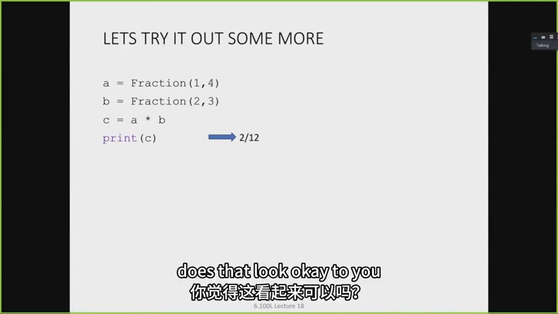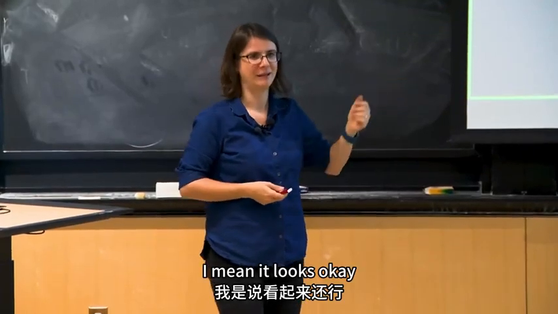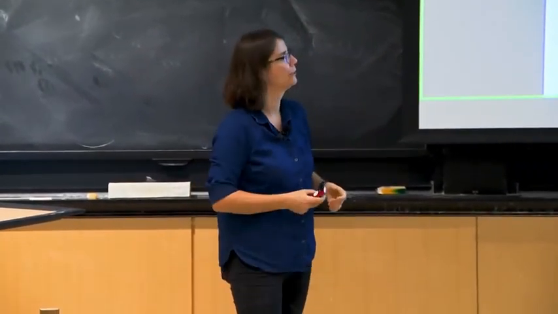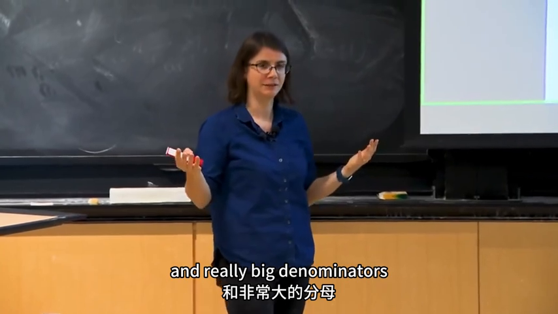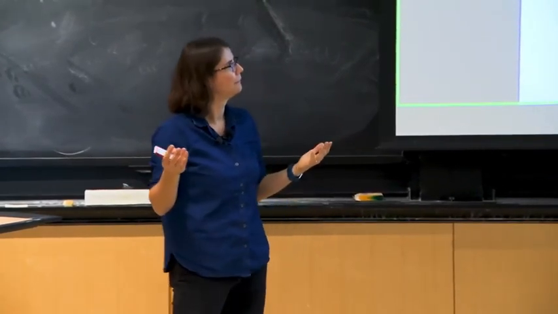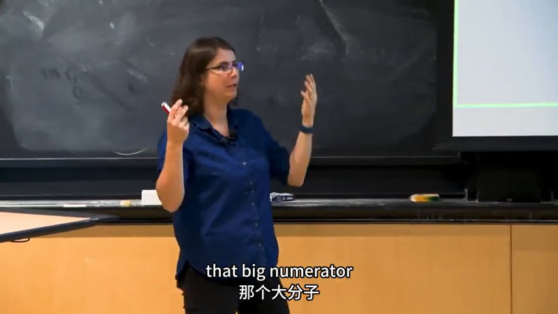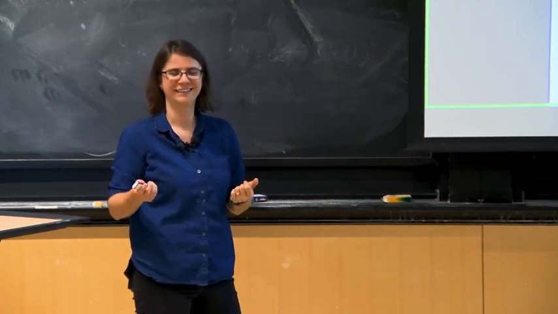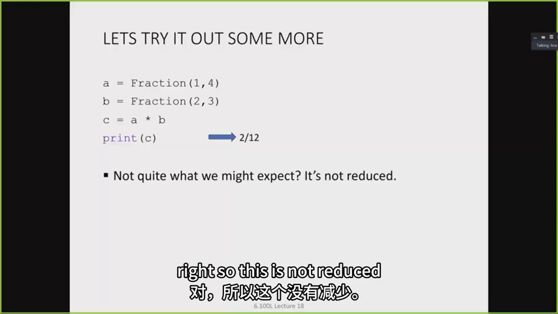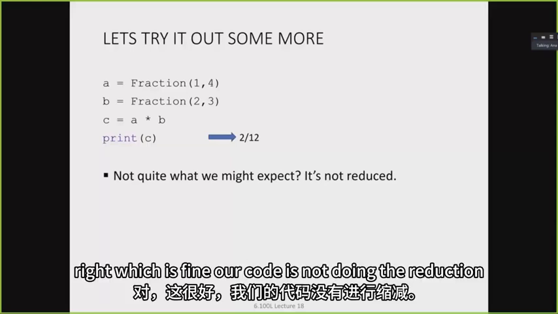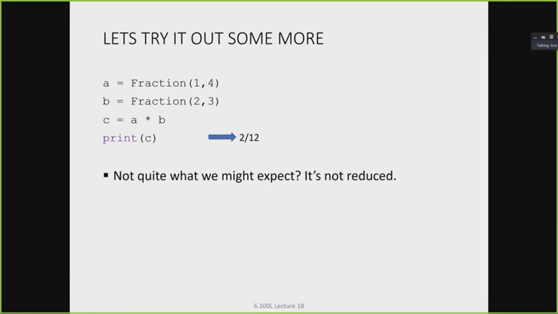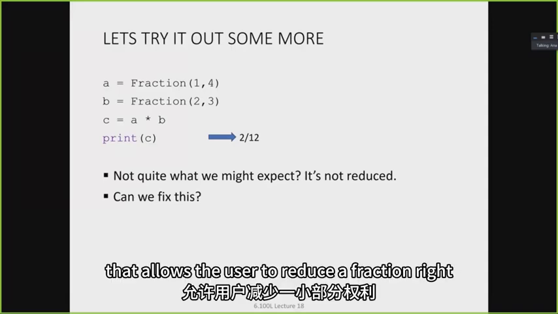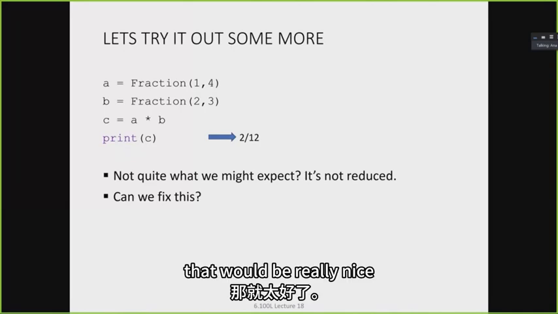Does that look okay to you? I mean, it looks okay. But suppose you're doing calculations with a whole bunch of numbers, and at some point you get to really big numerators and really big denominators. But then you stare at it long enough and realize that that big numerator divided by that big denominator is actually something like 1/4. Right? So this is not reduced, which is fine. Our code is not doing the reduction. But it would be nice to write a method that allows the user to reduce a fraction. That would be really nice.